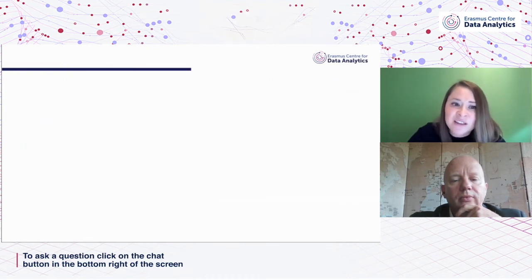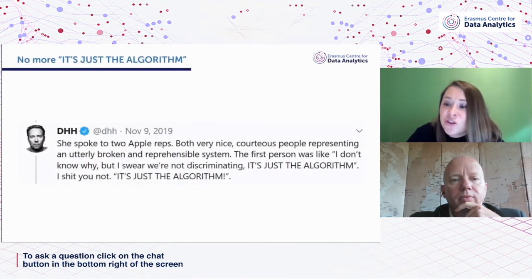The public does not accept the justification that when an algorithm doesn't work as properly as it should, the justification is that it's just the algorithm. Society does not accept this anymore.